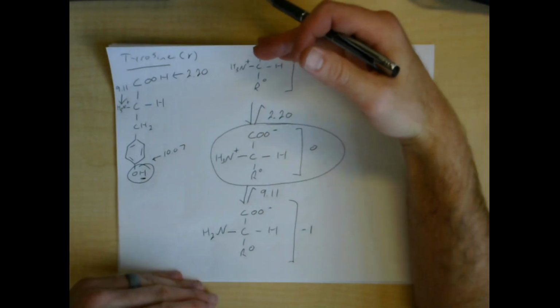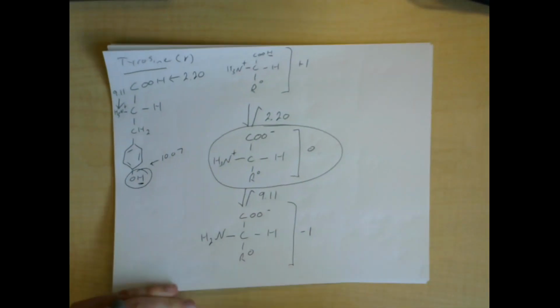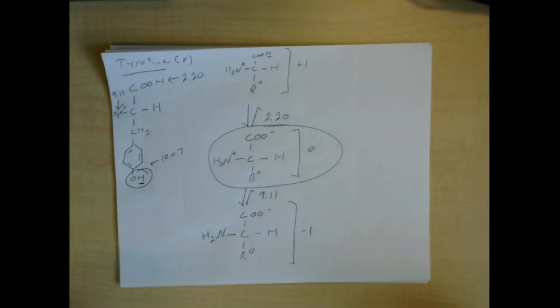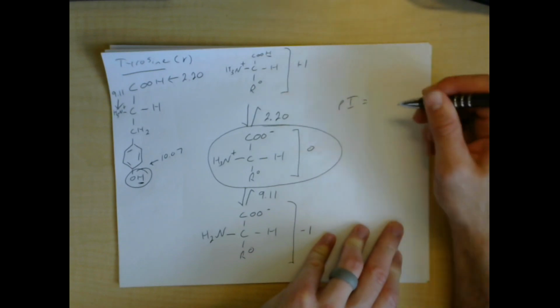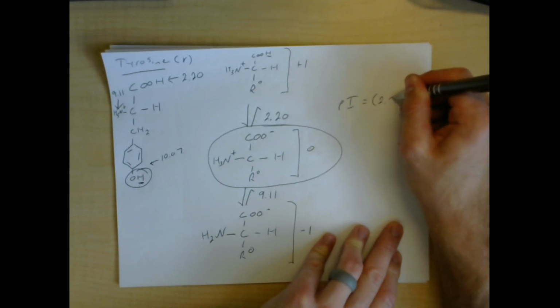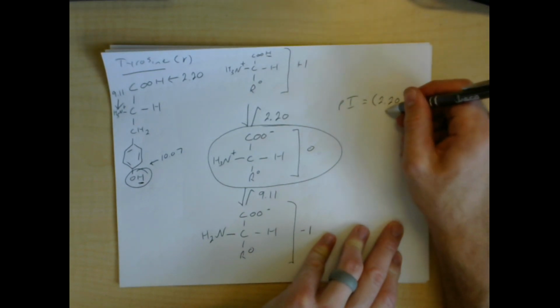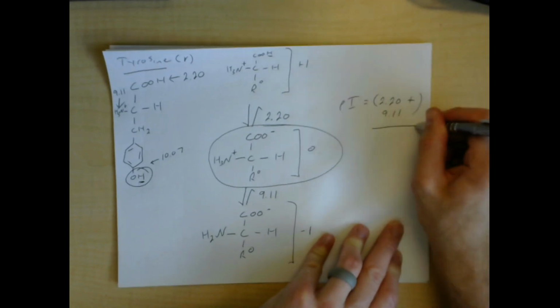So now that I have these three ionization states, I can already go ahead and calculate my pI, my isoelectric point. So the pI here is equal to 2.2 plus 9.11 over 2.